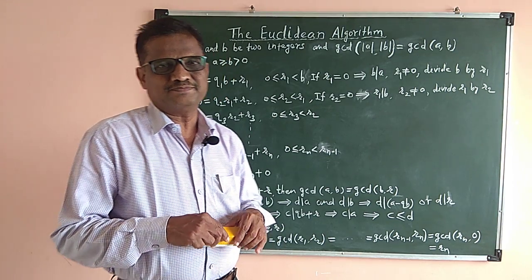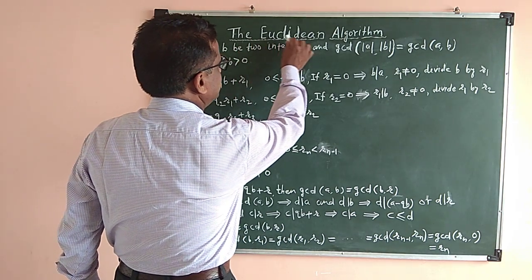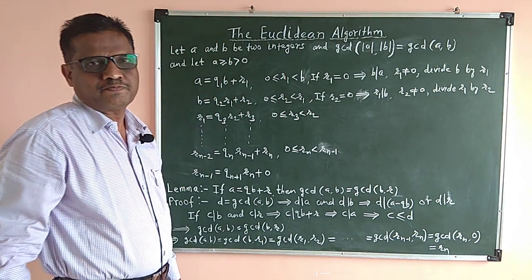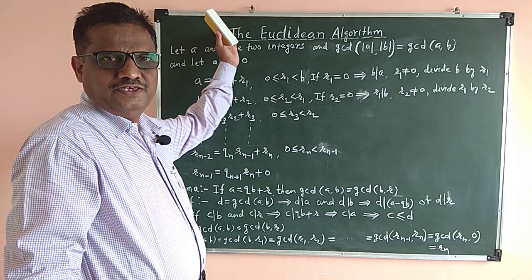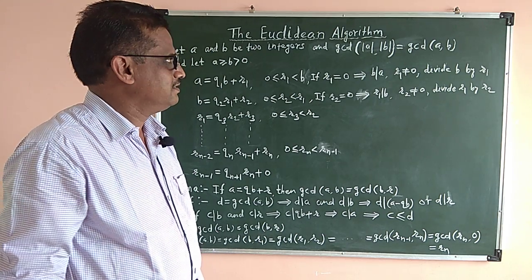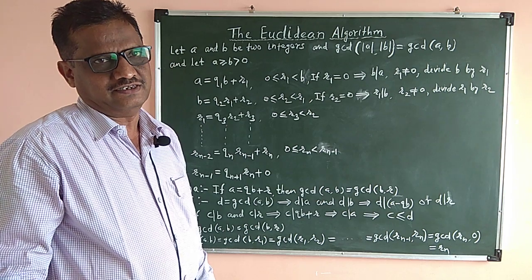Hello students, today we are going to discuss the Euclidean algorithm. The Euclidean algorithm is useful to find the greatest common divisor of integers.